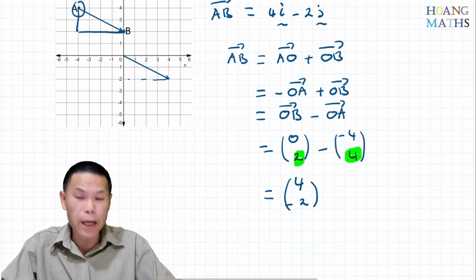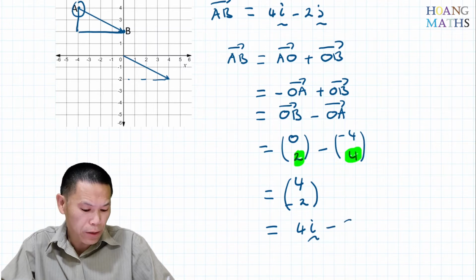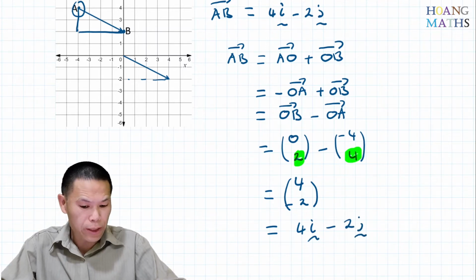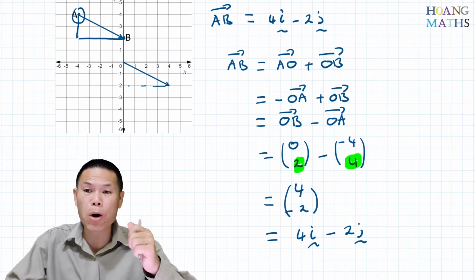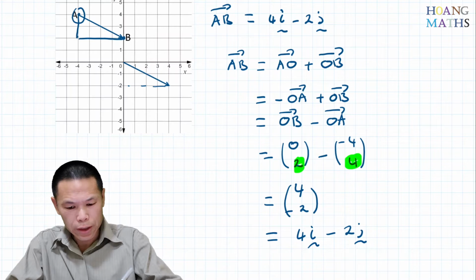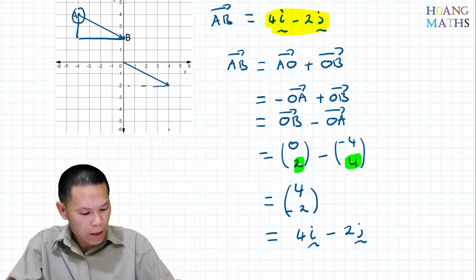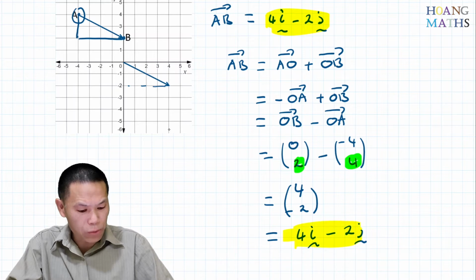So this can be expressed in component form. That is 4I minus 2J. J is the vertical component and I is the horizontal component. So you can see we have 4I minus 2J.